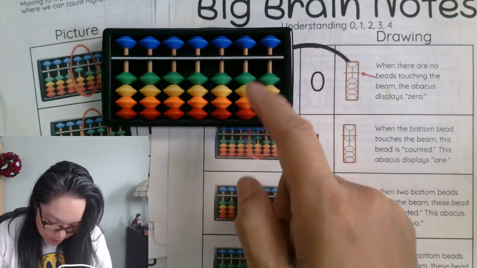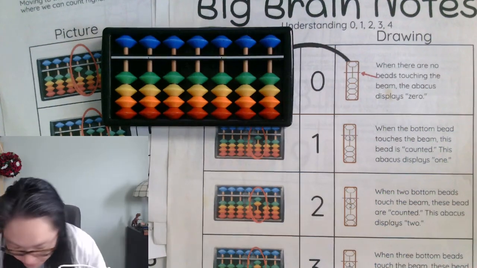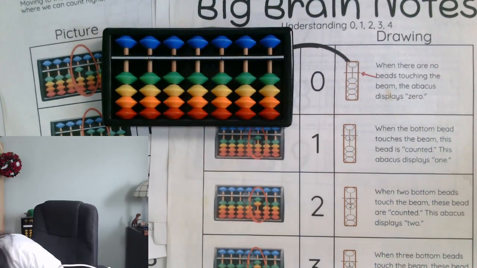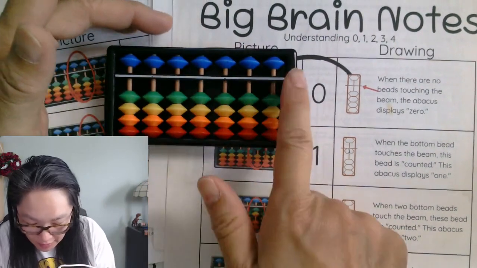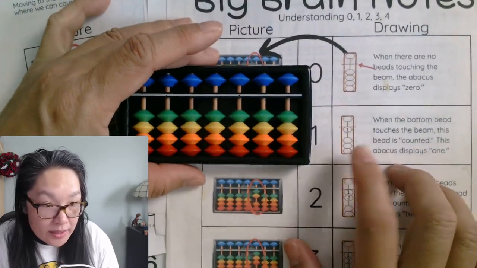Now, it's kind of cool because actually abacus starts with 0. We on the abacus do not start with 1, which is interesting, right? Because we need to have a clear abacus to start. So then we talk about this is 1.